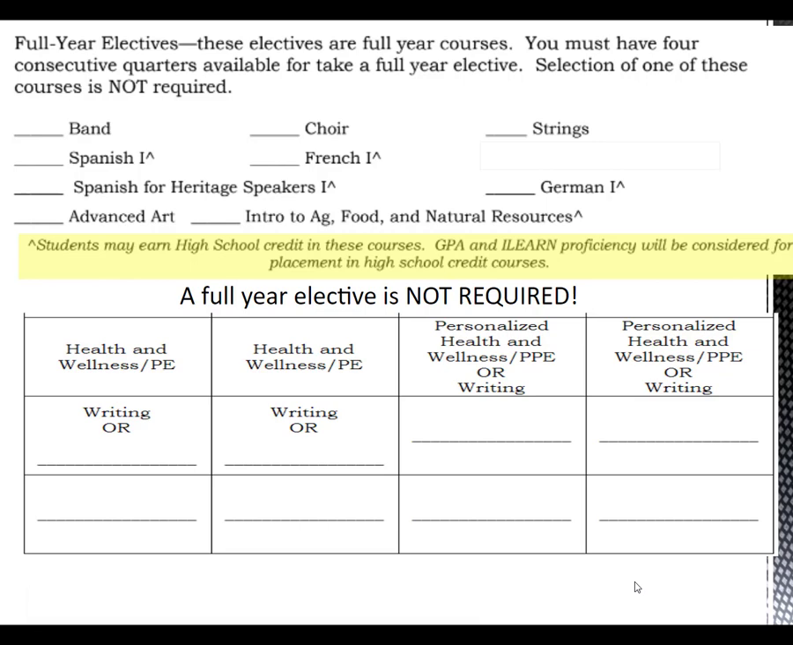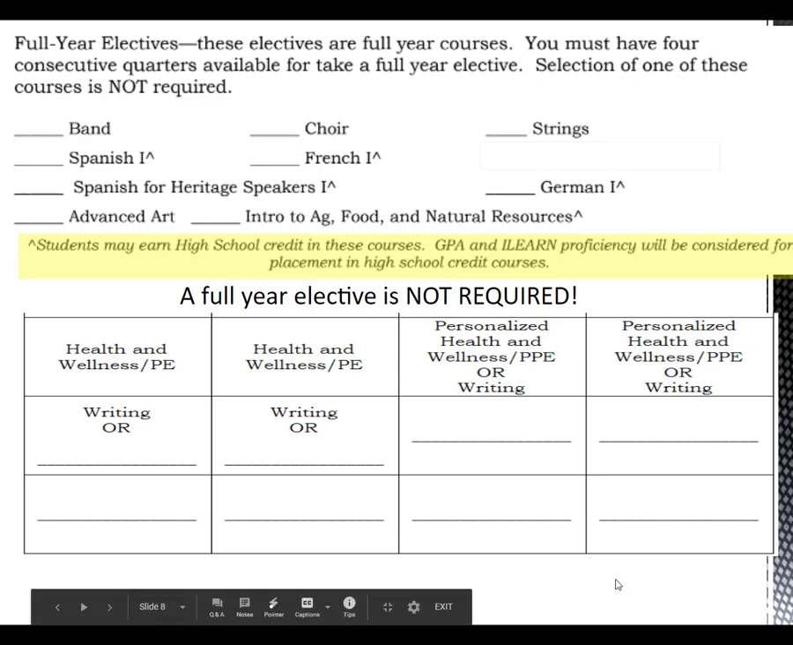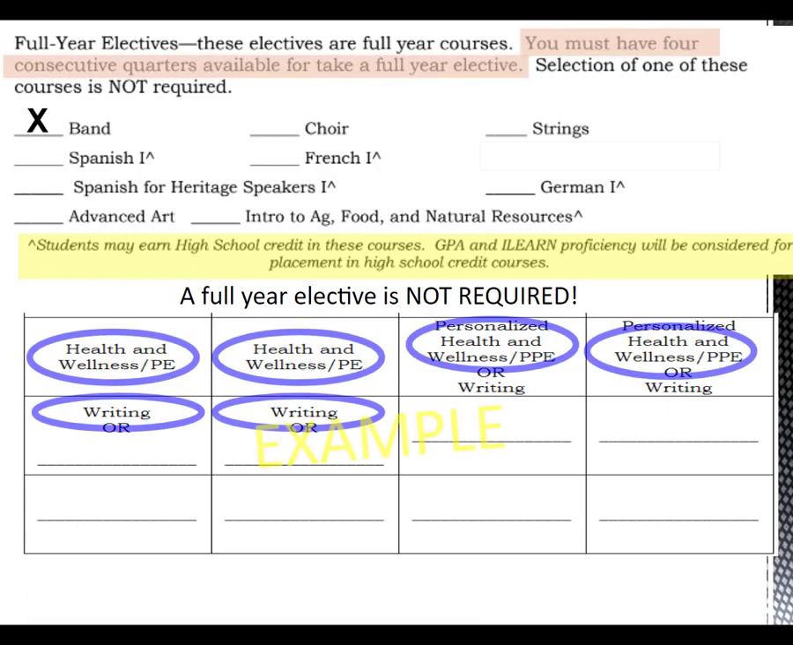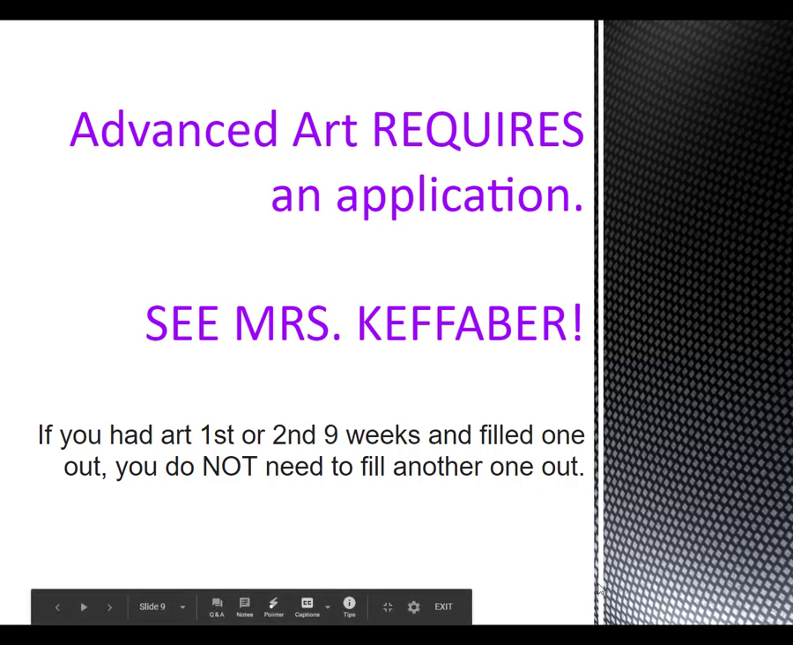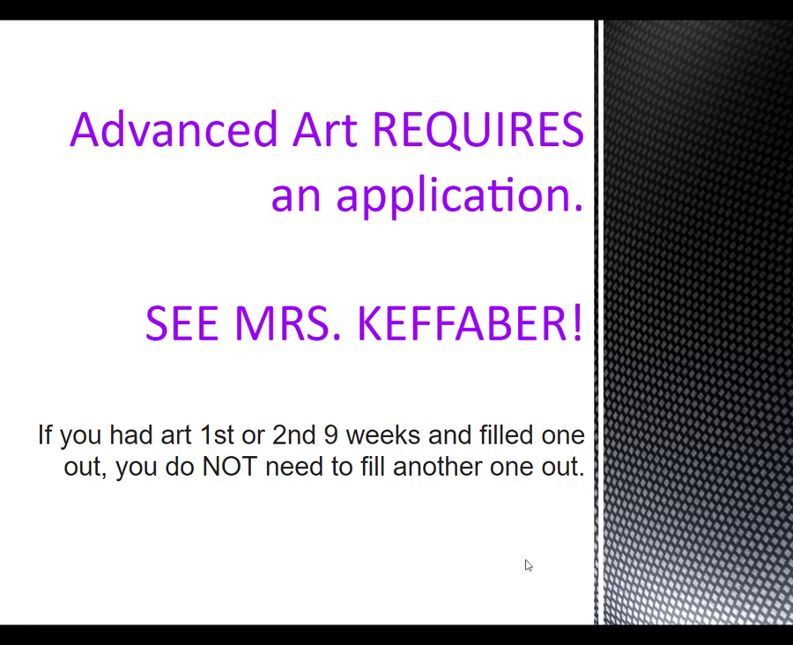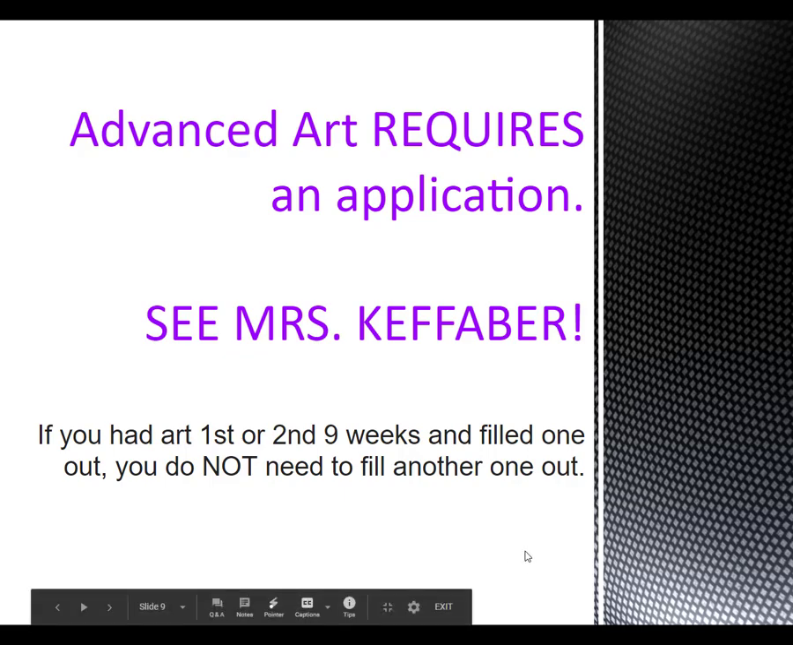The other class that you see on here is Advanced Art. And Advanced Art is for 8th graders, and it is a year-long class, so it's all 4 quarters. And to be able to take Advanced Art, you need to make sure that you see Mrs. Keyfaber because it requires an application. If you have had art first or second 9 weeks and you filled one out already, you do not need to fill out another one. You just need to select it on your course selection sheet. So once again, Advanced Art, it is all year. It does require an application, so make sure you see Mrs. Keyfaber if you have not filled that out.